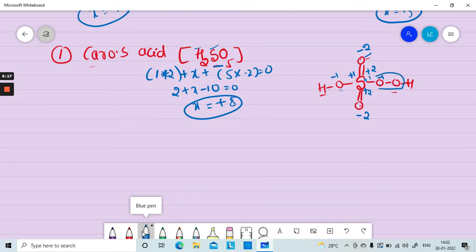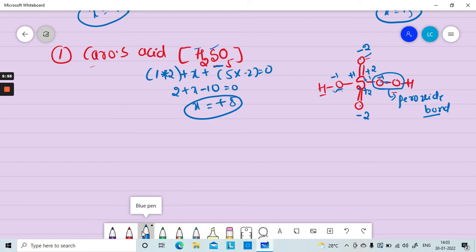Then what about this? These two oxygens are bonded with a single bond. Here sulfur donates one electron, that's why it is minus one, plus one, and minus one, plus one. There is no charge formed between these two oxygens, because in the previous class we discussed that this oxygen-oxygen bond is a peroxide bond, right? As well, when a bond forms between similar atoms, there will be no charge formation because there is no difference in their electronegativity.